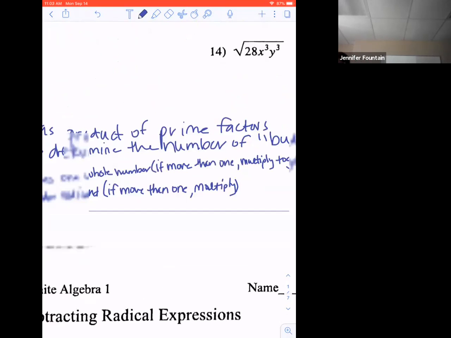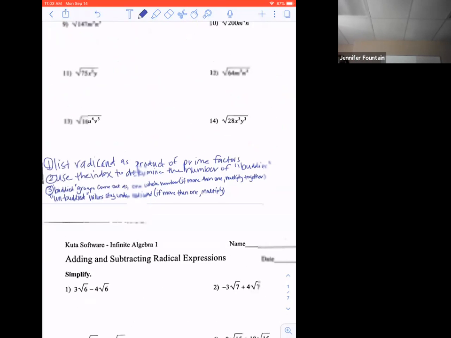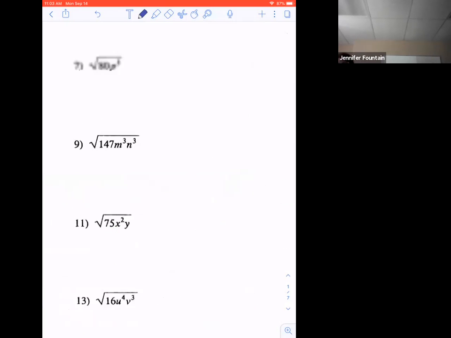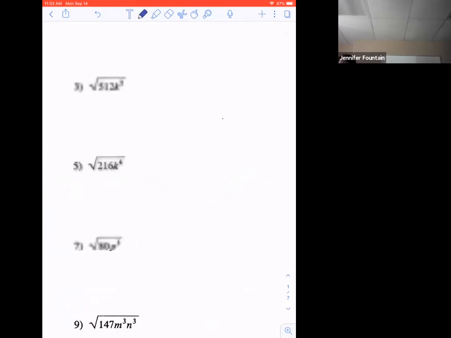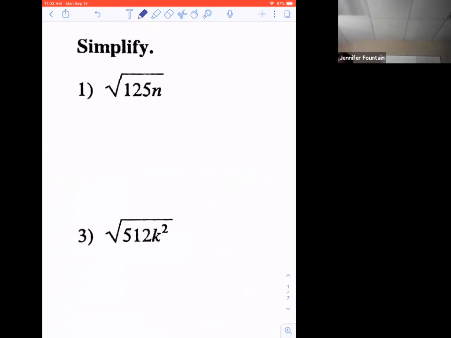Okay, so step one, prime factorization of your radicands. Step two, use the index to determine buddies. Step three, whatever we found as buddied groups come out as whole numbers. If there's more than one, you multiply them. Whatever's left unbuddied stays under the radicand, and if there's more than one, you multiply those back together. So we do exactly the same thing when we have variables in our radicand.